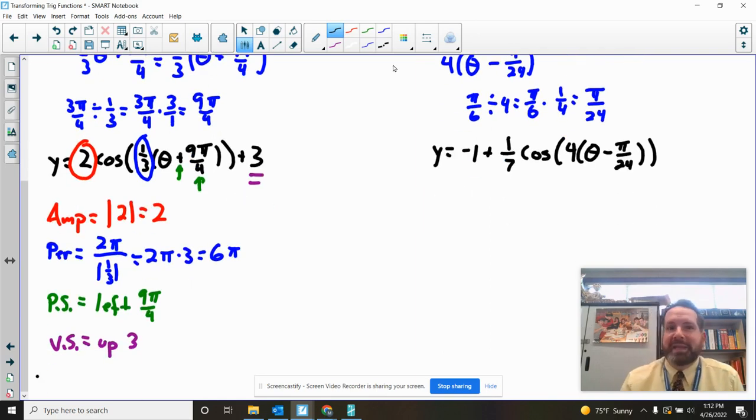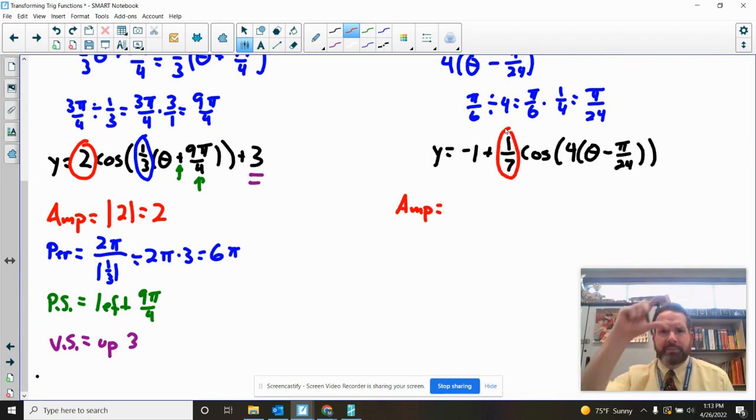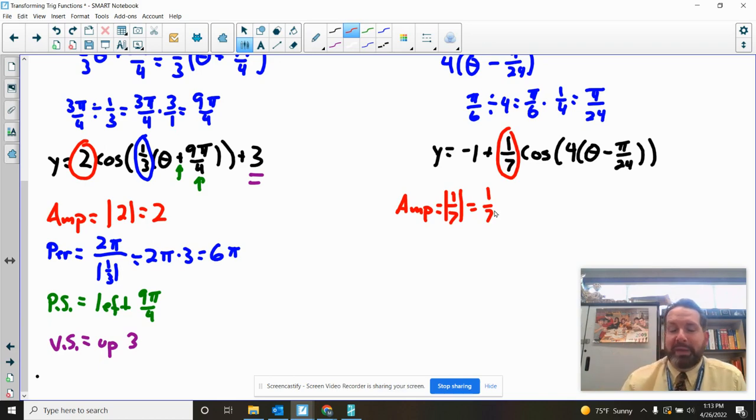Now we should be able to figure everything out. Amplitude. It's going to be shrunk down this time, so a squished down little graph. So 1/7, because the absolute value of 1/7 is still just 1/7. So from that midline, it only goes up and down a very little bit. For the period, start with 2 pi, divide by the absolute value of the b, so divided by absolute value of 4. That's just 2 pi over 4. Reduce your fraction, and you've got pi over 2.